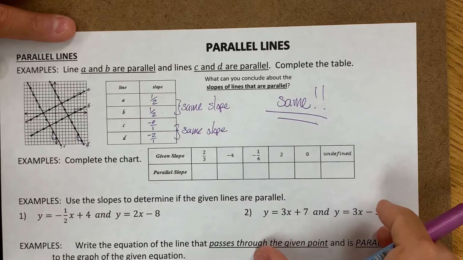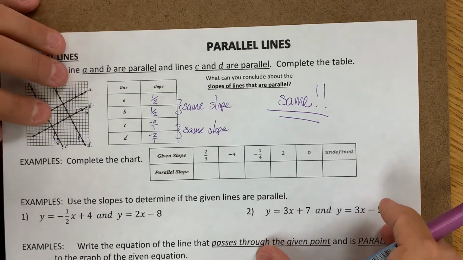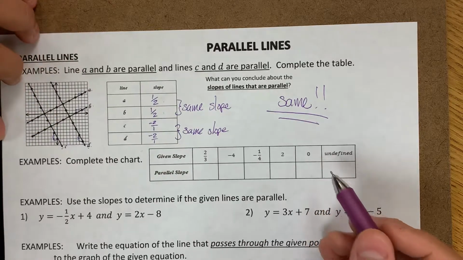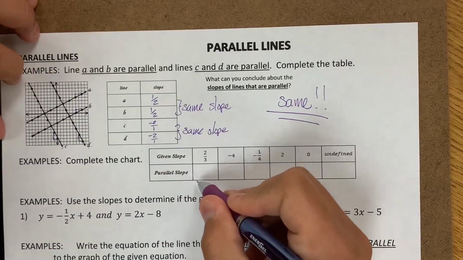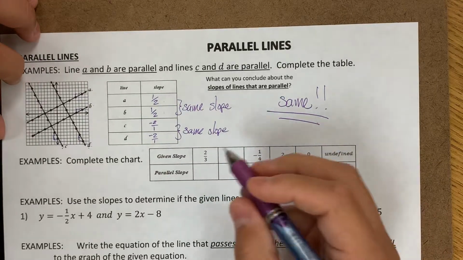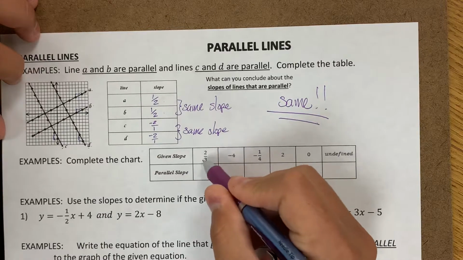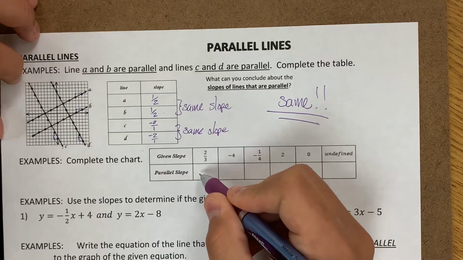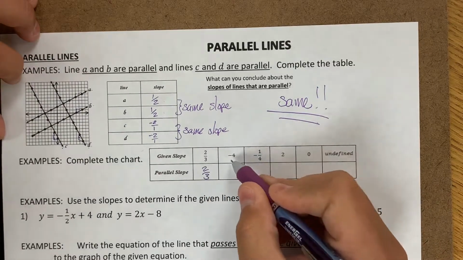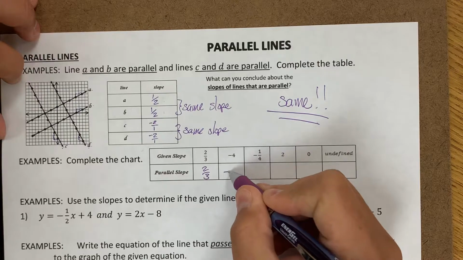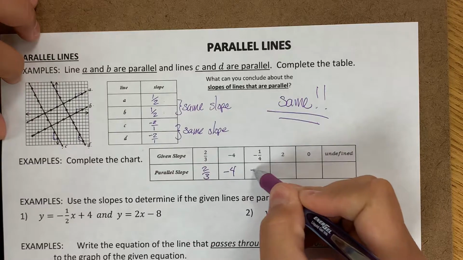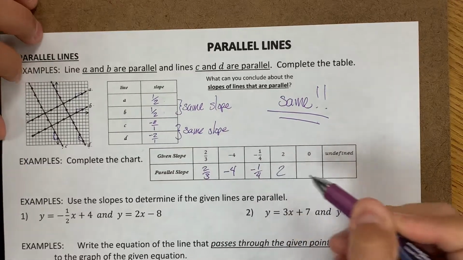Here we have an example of a chart where we are given a slope for a line. We don't know what the line is, but all we know is that we have our slopes. We need to find a parallel slope for it. And from what we saw earlier, the slope is supposed to be the same. So if this slope for this random line was 2/3, then a new line is supposed to be 2/3. This one was -4, so a new line is supposed to be -4. This slope was -1/4, so a new one would be -1/4. You get the idea? So this one's 2.